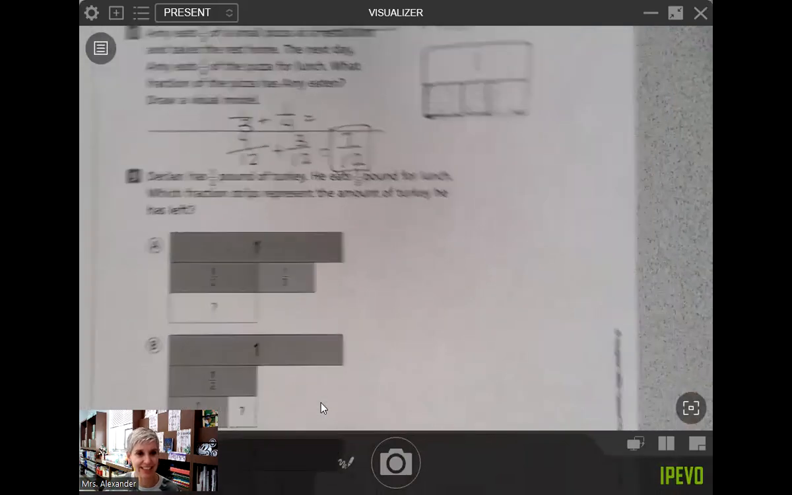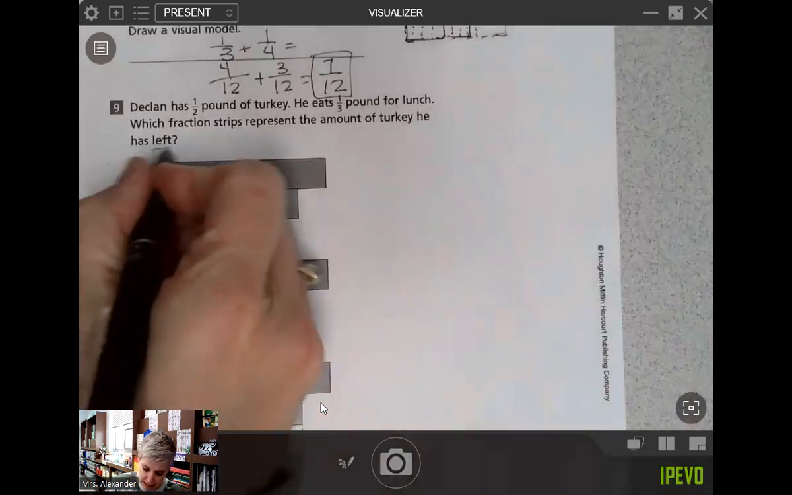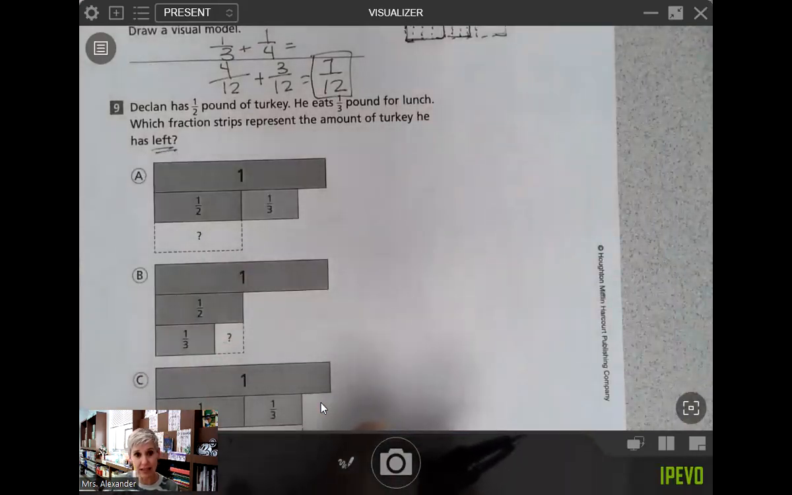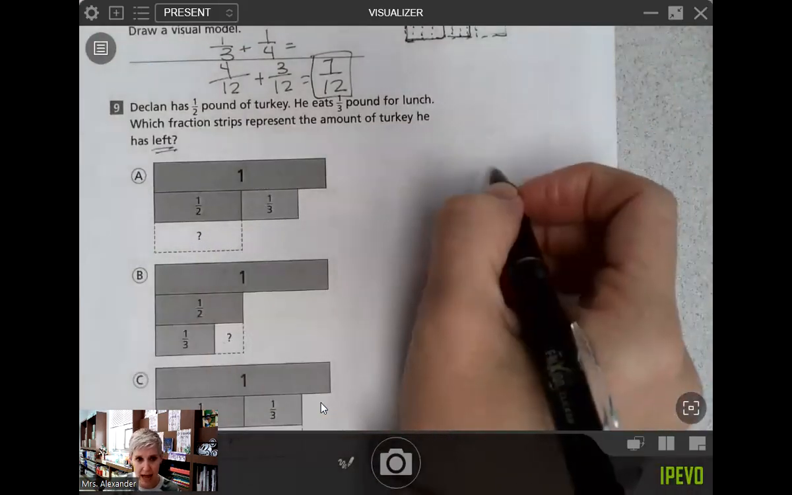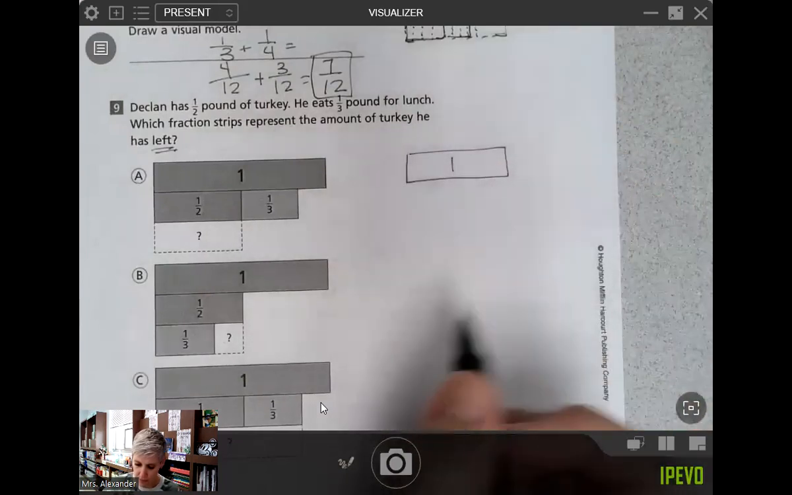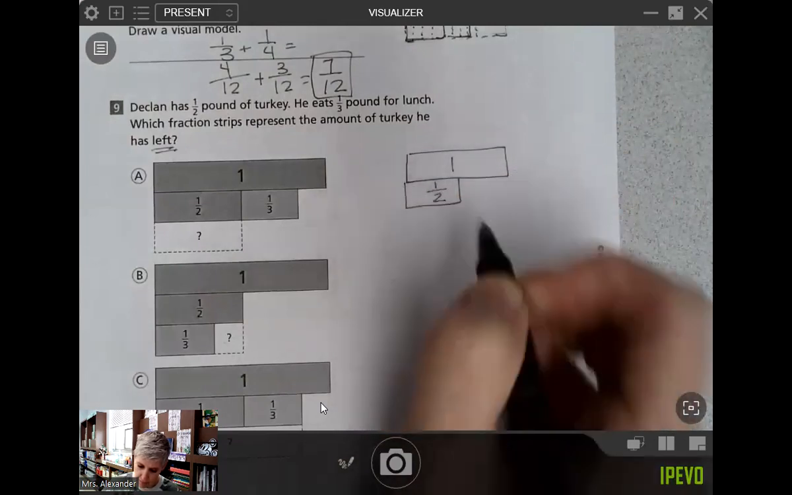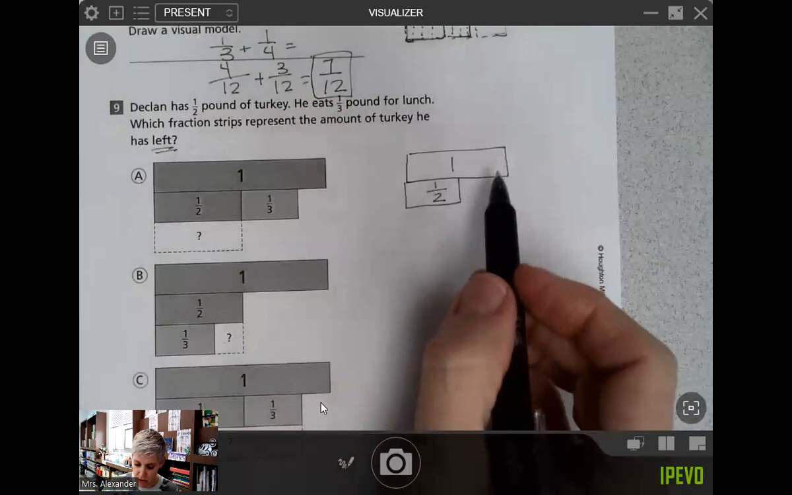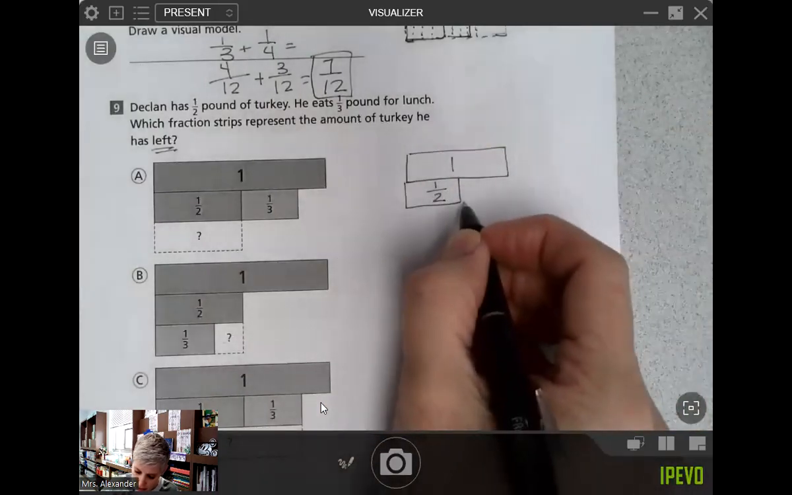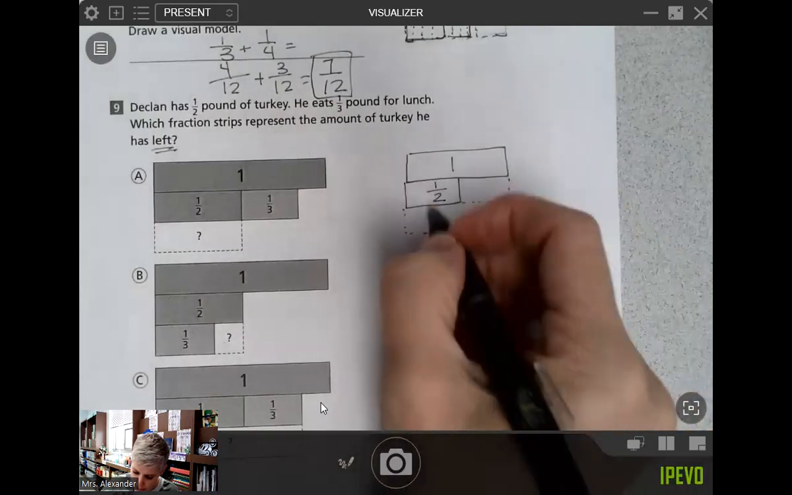So last one. Declan has a 1/2 pound of turkey. He eats 1/3 of a pound for lunch. Which fraction strips represent the amount of turkey he has left? So if we want to know what's left, we're going to compare 1/2 with 1/3. So I'm imagining here's the whole pound of turkey. He has half of it and he eats 1/3. So if we're comparing, remember, we are going to show a comparison below that.